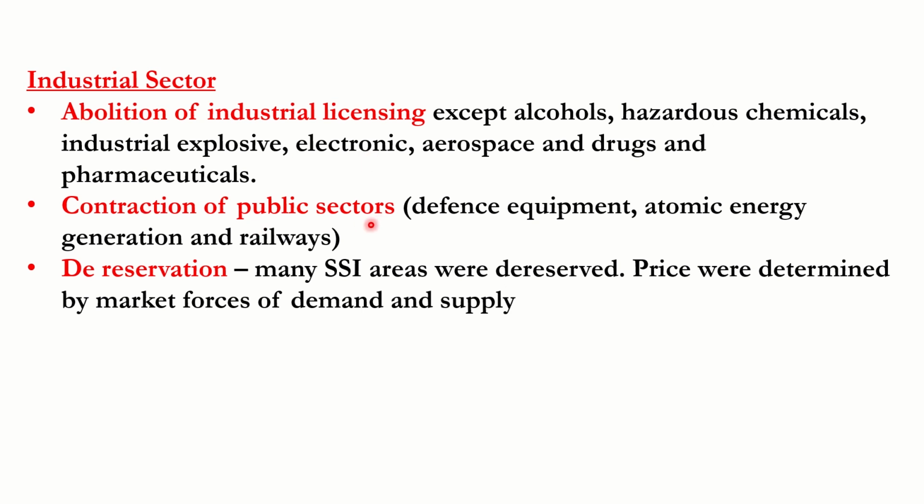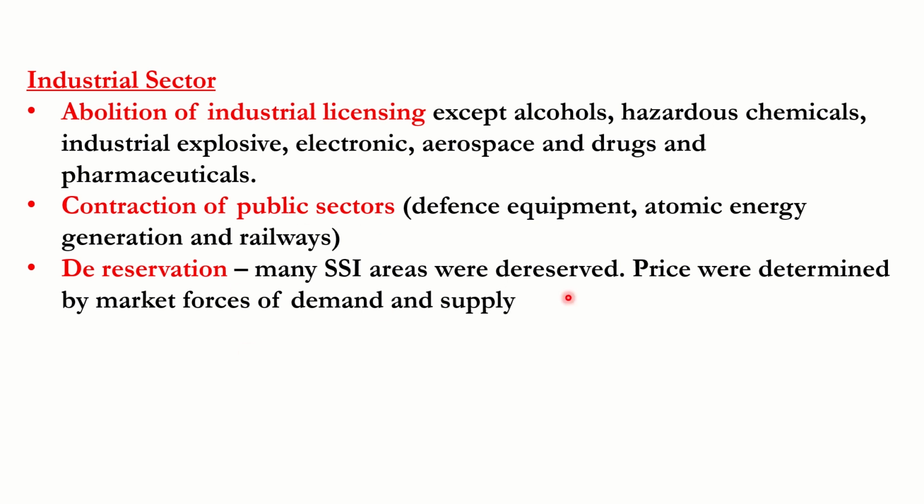The second one is contracting of public sectors. The government has reduced its role in public sectors. It has invited foreign direct investment, that is, it has invited private sectors or private companies from other countries, except for defense equipment, atomic energy generation and railways. This means defense equipment, atomic energy and railways are still under the control of public sectors. For example, defense or atomic, such as an ammunition factory. Railways are under the control of public sectors only.